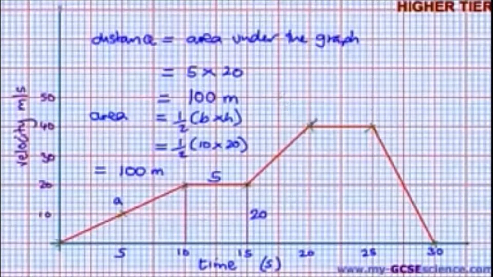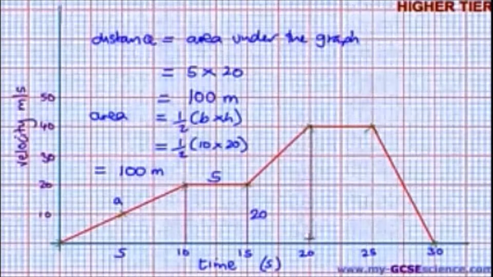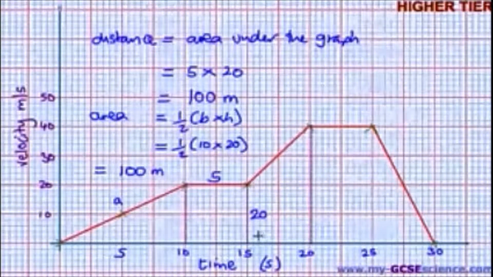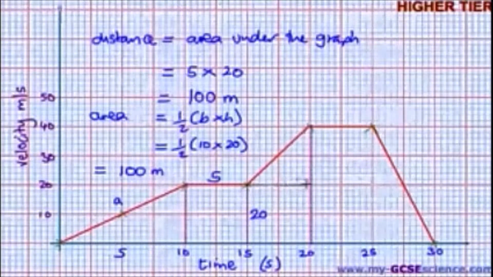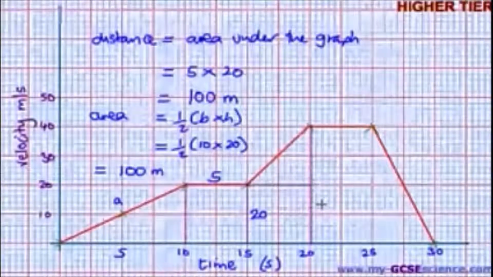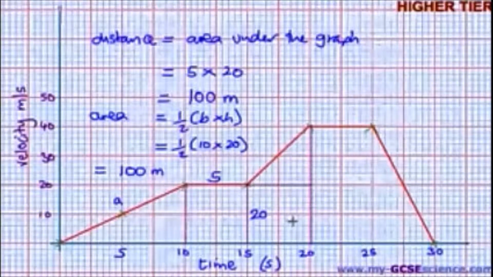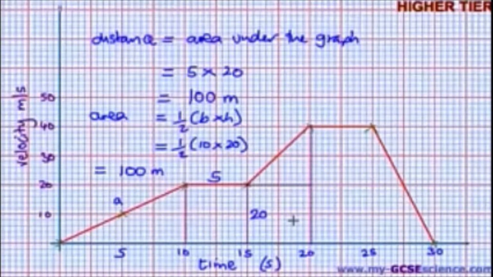The only other section that might be slightly complicated, I haven't actually seen this in an exam, but might be worth looking at. If you wanted to work out the distance travelled between 15 and 20 seconds, you could simply divide it into a square and a triangle, work out the areas individually and add them together. So that's how you work out the distance travelled from a velocity time graph, and the acceleration.